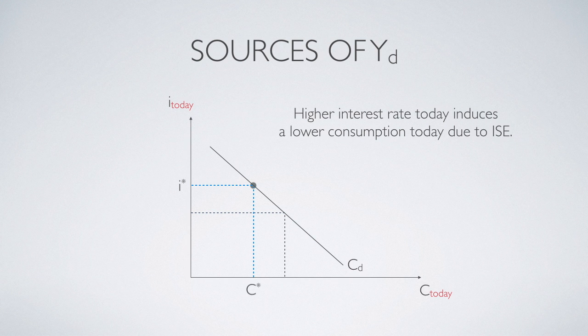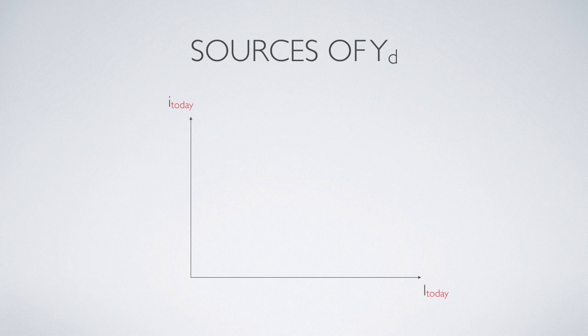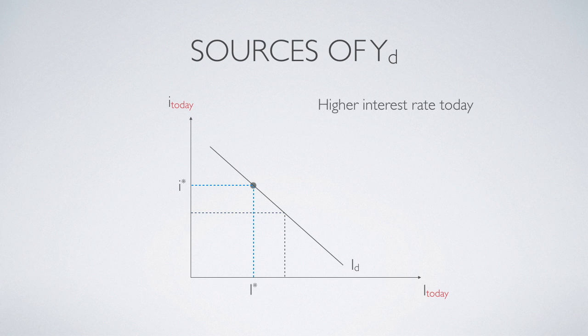The other source of the negative slope line YD is investment. Basically, it is also a negative slope line. We start from this point, interest rate little i star, and investment level capital I star. Whenever the interest rate becomes higher, the investment demand usually will be lower. That is because a higher interest rate today represents a higher investment cost today. That's why the decision for investment will be lower today.